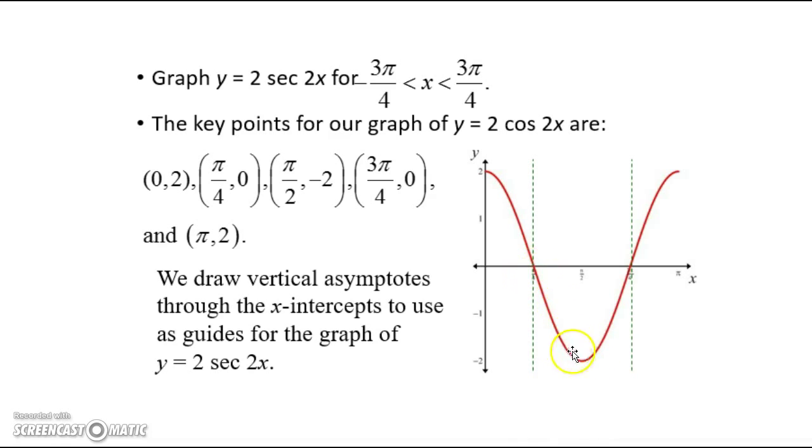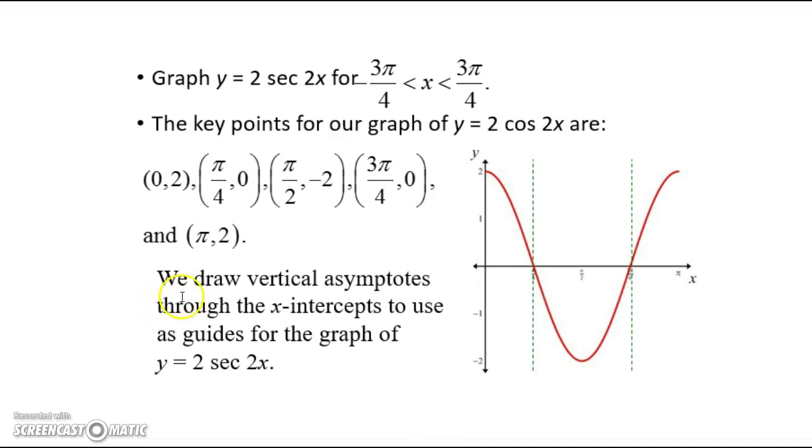Sorry, that's pi over 4. It has a minimum at pi over 2, has a 0 at 3 pi over 4, and has a maximum again at pi. So this is the graph of the function 2 cosine of 2x. The key points that we want to look at on this graph are the points (0, 2), (pi over 4, 0), (pi over 2, negative 2), (3 pi over 4, 0), and (pi, 2).